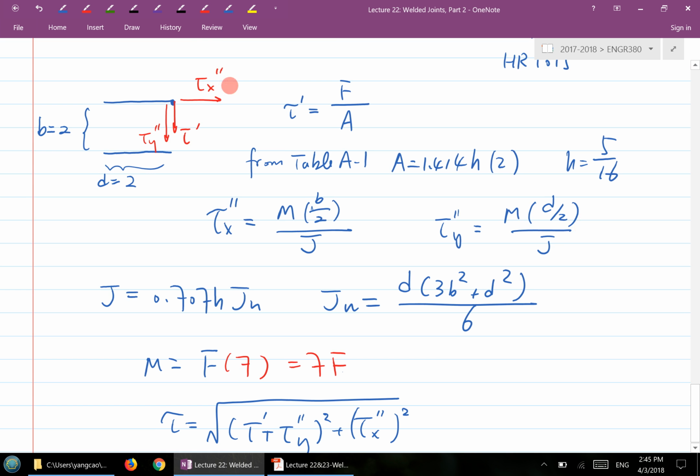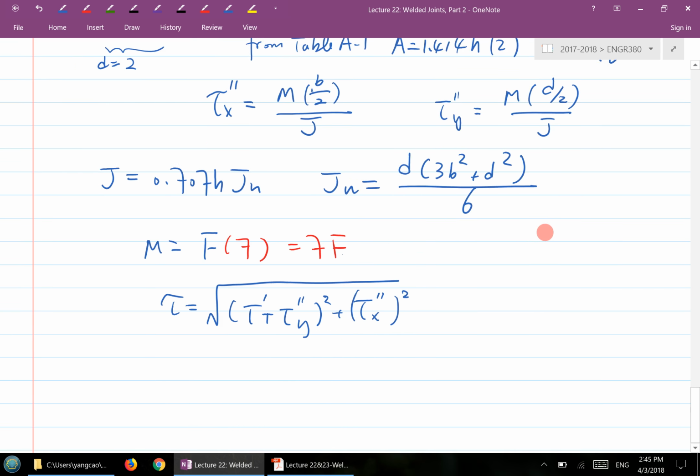Oh, my notation, sometimes if I use the horizontal as the x-axis, I label this as that. If I use the vertical as the x-axis, then it's the other, right? It's just a simple difference. So this totally will give us 9.22 times F. So that's the shear stress due to the loading force F.